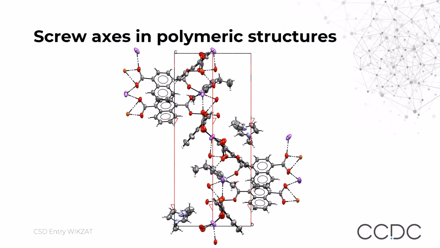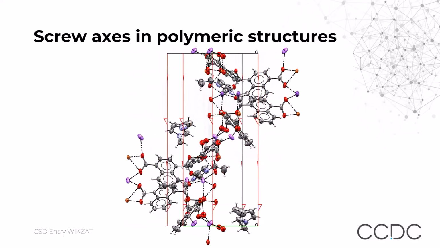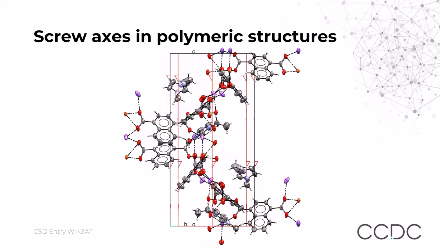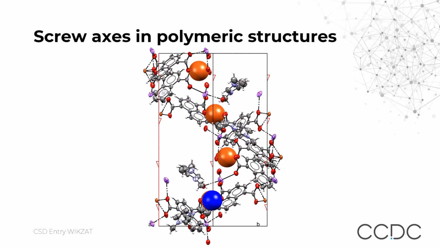A screw axis can even relate parts of the same continuous polymeric structure to each other. This can be seen more clearly by highlighting the positions of symmetry-equivalent atoms, such as these copper atoms. This structure contains a 4-1 axis.